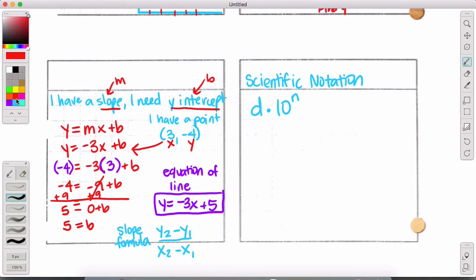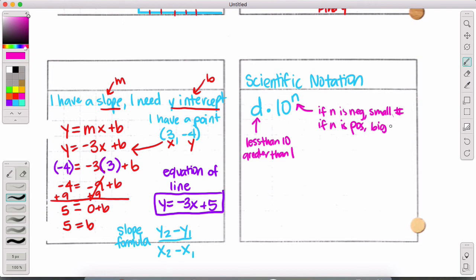And they also point on here and say that D has to be less than 10 but greater than 1. That's important. Also, there's something pointing here saying if n is negative, this is a small number, and I'm going to use a pound sign to show number so I don't waste room. And if n is positive, it makes a big number. It's a good summary of something in scientific notation.